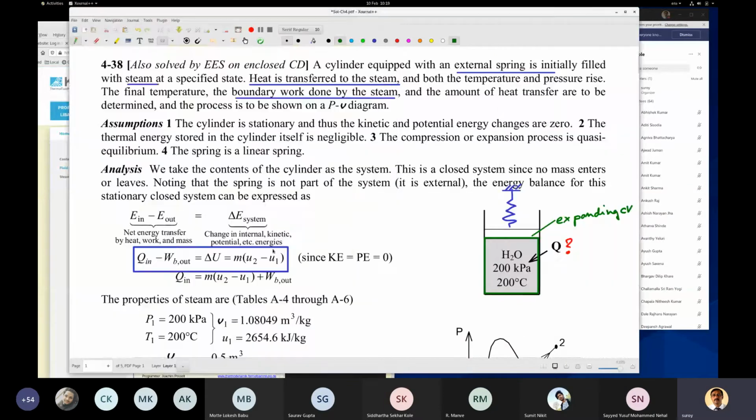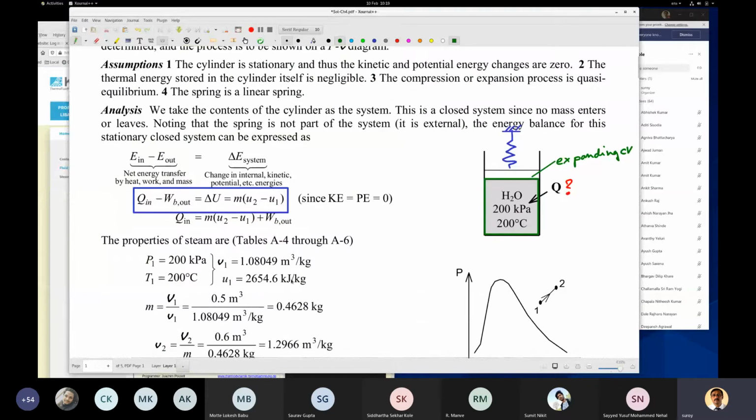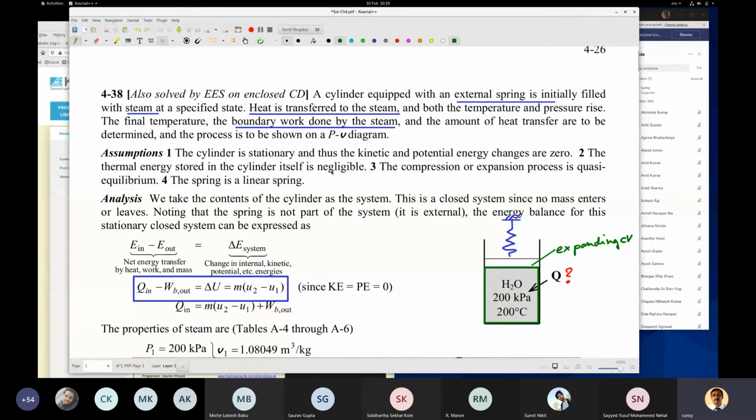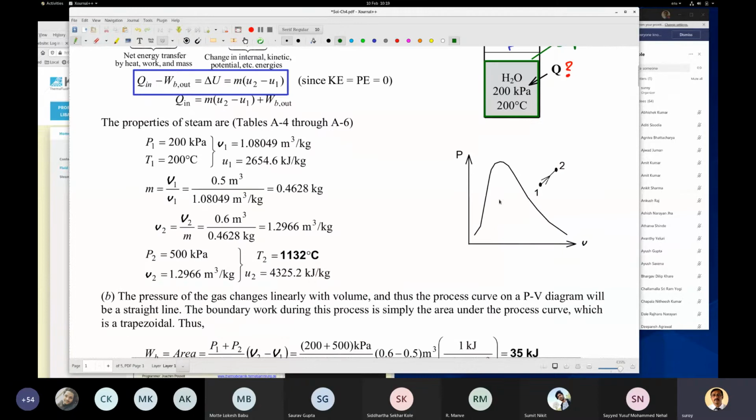So what we have to do is calculate the property at 200 kilopascal and 200 degrees centigrade. First we have to know if it is steam. Because it is steam, we have to know whether it is inside the dome or outside. First that has to be figured out. So let us check 200 kilopascal and 200 degrees centigrade.